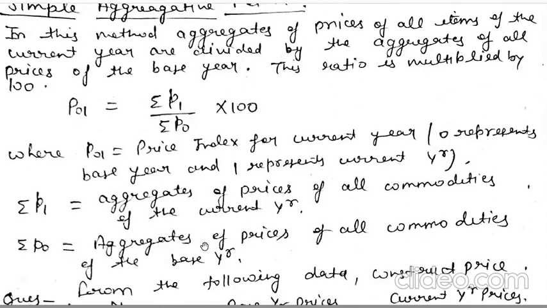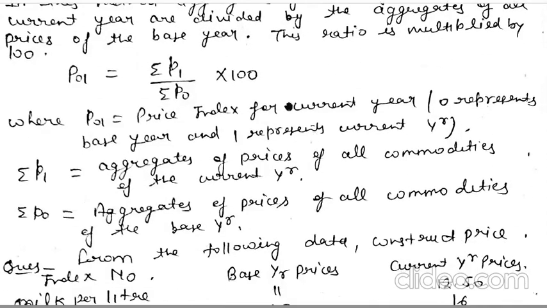Where P01 is the price index number for the current year, 0 represents your base year and 1 represents the current year. Summation P1 means aggregate of prices of all commodities of the current year. Summation P0 means aggregate of prices of all commodities of the base year, right?